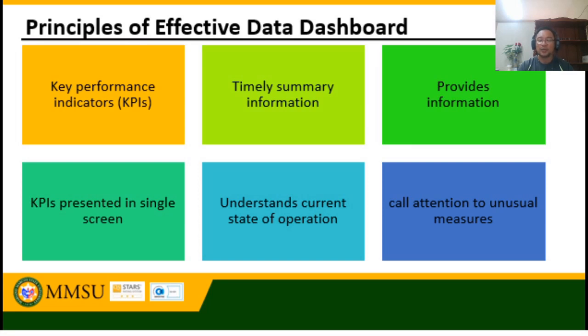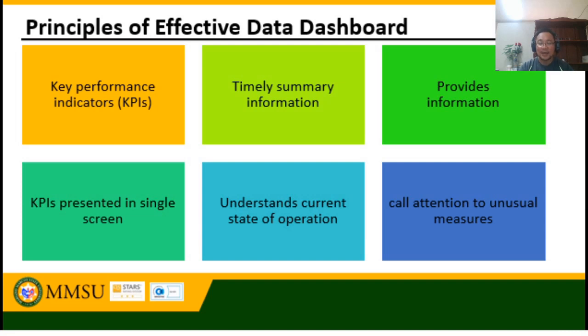A data dashboard should provide timely summary information on KPIs that are important to the user, and it should do so in a manner that informs rather than overwhelms its user. Ideally, a data dashboard should present all KPIs in a single screen that a user can quickly scan to understand the business's current state of operations. Rather than requiring the user to scroll vertically and horizontally to see the entire dashboard, it is better to create multiple dashboards so that each dashboard can be viewed on a single screen.